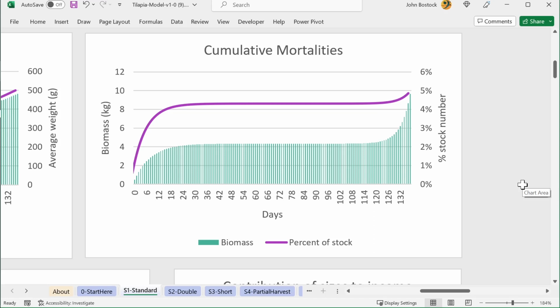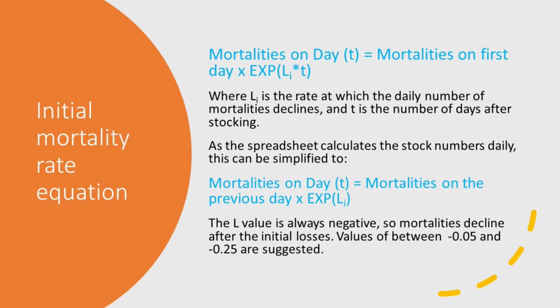The mortality formula is simply an exponential function, with the input values being the number of mortalities on a specified day, e.g. the day of stocking, or the day of partial harvest, or day of final harvest, and a parameter that determines the daily rate of decay from that number. The number of mortalities on the first day is calculated based on your estimate of the percentage of stocked fish that die within the first 24 hours after stocking, i.e.